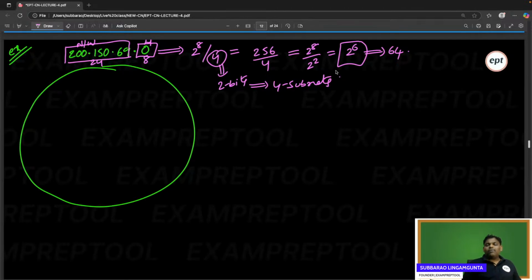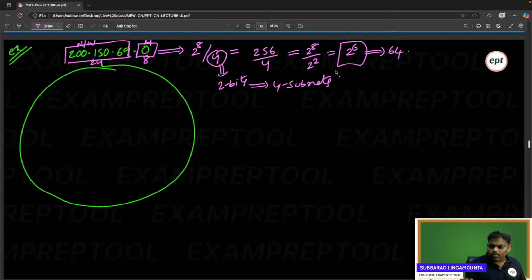Right? 2 power 8 IPs are possible in one network. But I want to make it as 4 subnets. 4 subnets means 2 bits, because 2 squared is 4. So every subnet contains 64 IPs. 2 power 8 by 2 squared is 2 power 6, which is 64.